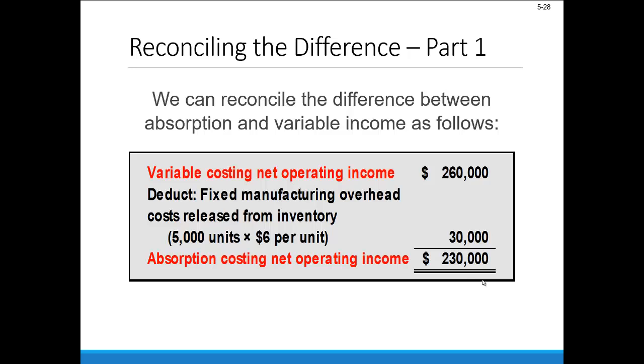So let's reconcile those incomes. Variable costing net income was 260,000. We'll deduct from that the fixed overhead costs that are now released from inventory from selling more units than we made. 5,000 units times the $6 per unit fixed overhead cost sort of stuck to them, if we want to think of it that way. 30 grand. 260 minus 30 gives us absorption costing net income of 230,000.